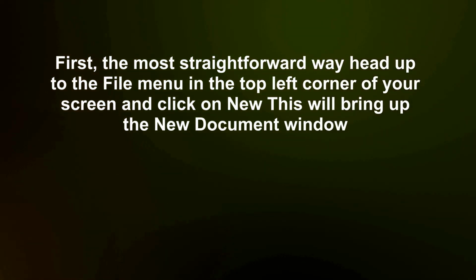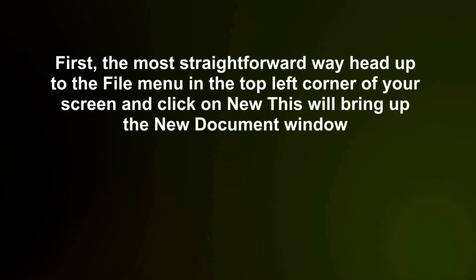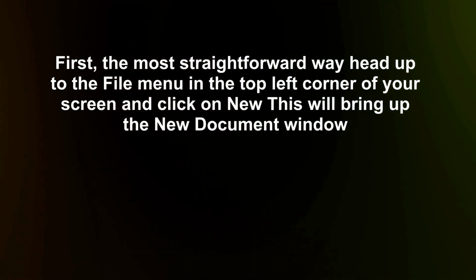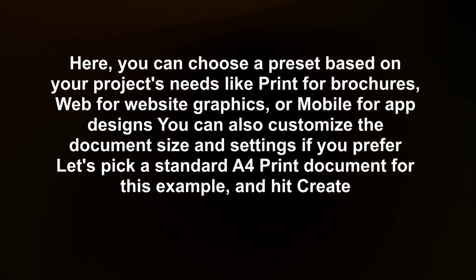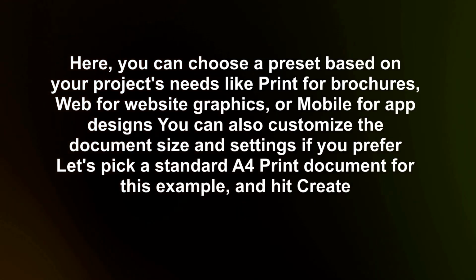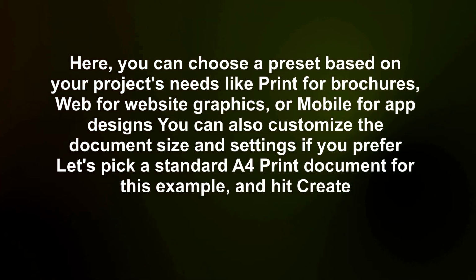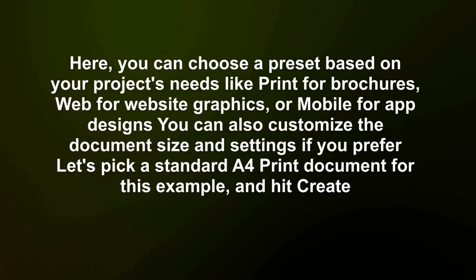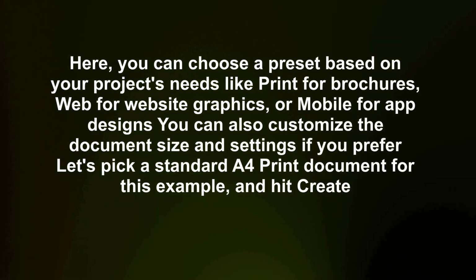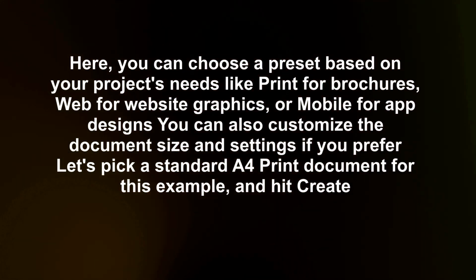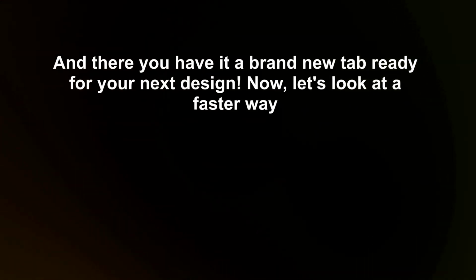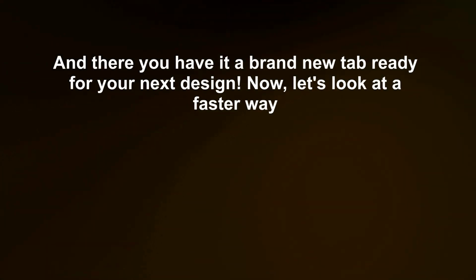First, the most straightforward way: head up to the File menu in the top left corner of your screen and click on New. This will bring up the New Document window. Here, you can choose a preset based on your project's needs, like print for brochures, web for website graphics, or mobile for app designs. You can also customize the document size and settings if you prefer. Let's pick a standard A4 print document for this example and hit Create. And there you have it, a brand new tab ready for your next design.